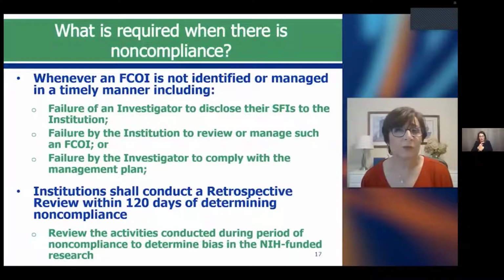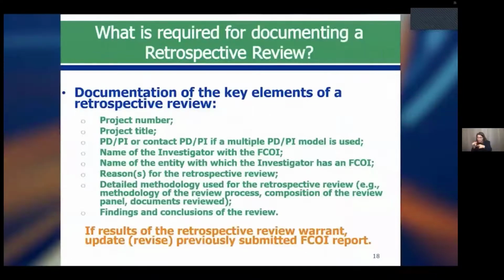And basically what the retrospective review does is it requires you to review the activities conducted during the period of non-compliance to determine bias in the research. The regulation also indicates that there are documentation requirements when you have to conduct a retrospective review. So again, we expect that your policy will include this information so that you will ensure compliance with the regulation.